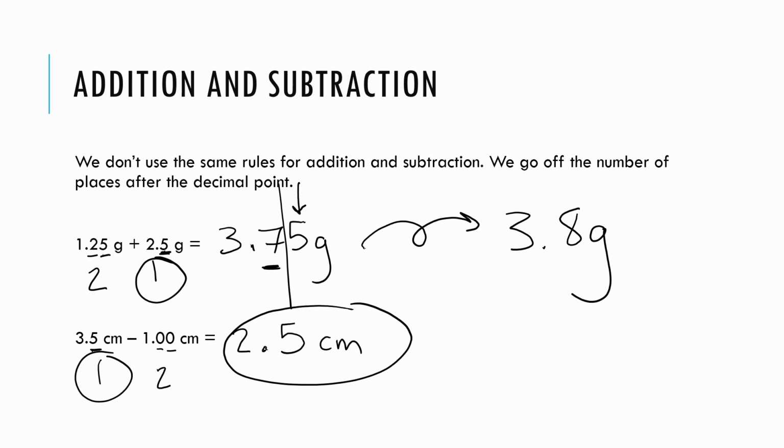So this is a little bit of an overview of how we deal with precision in chemistry, and this also works for many other different sciences. But for addition and subtraction, we're looking at places after the decimal, and then for multiplication and division, we use all of our significant figure rules.